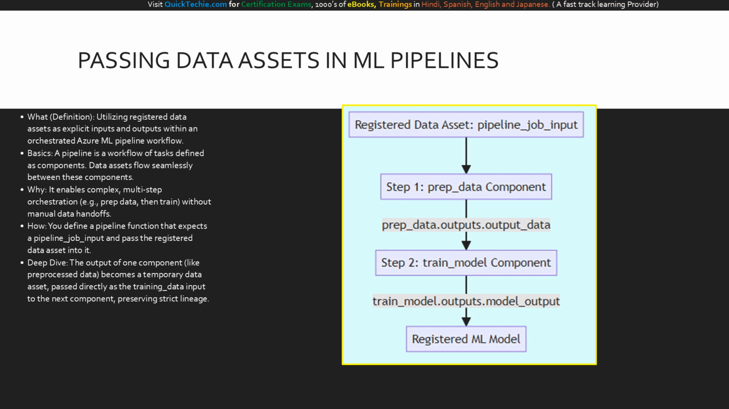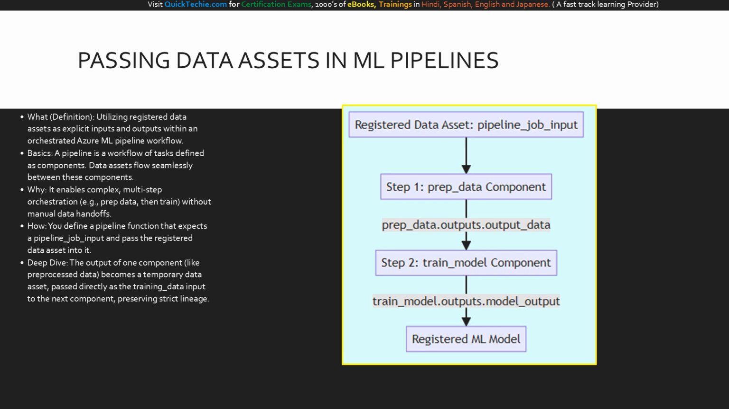To operationalize our models, we must move beyond single scripts and build pipelines. In Azure Machine Learning, a pipeline is a workflow where each task is defined as a component. You can pass a registered data asset directly into this pipeline as a job input. Why use pipelines? Because they allow you to automate multi-step logic like preparing data in step 1 and training the model in step 2.